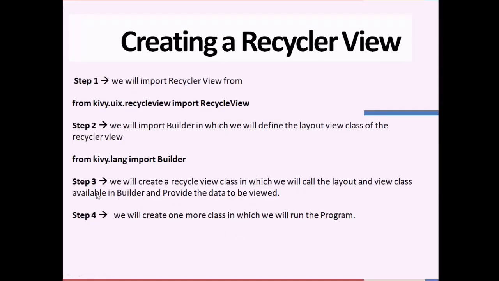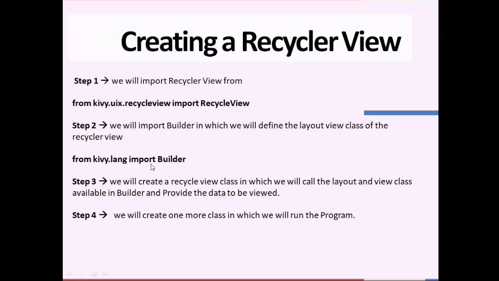So how are we going to create a RecyclerView? Let's discuss the code. First, we'll import the RecycleView from kivy.uix.recycleview. Then, we are going to import the Builder in which we are going to define the properties of the RecycleView such as height, the item which we are going to display, either a text or a button, and followed by the y axis value. All the steps we are going to define in the Builder. For doing that, we are going to import the Builder from kivy.lang.